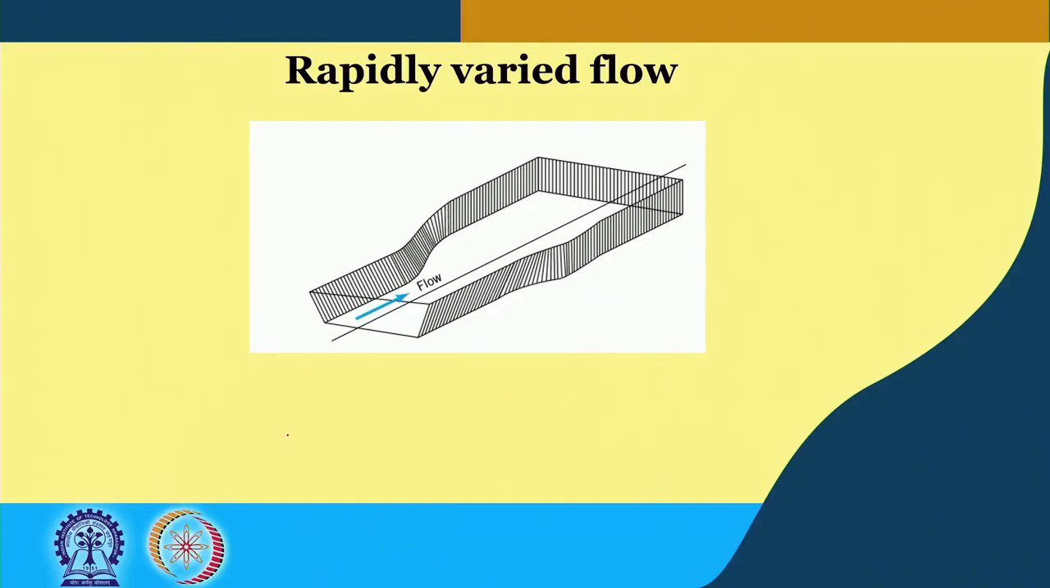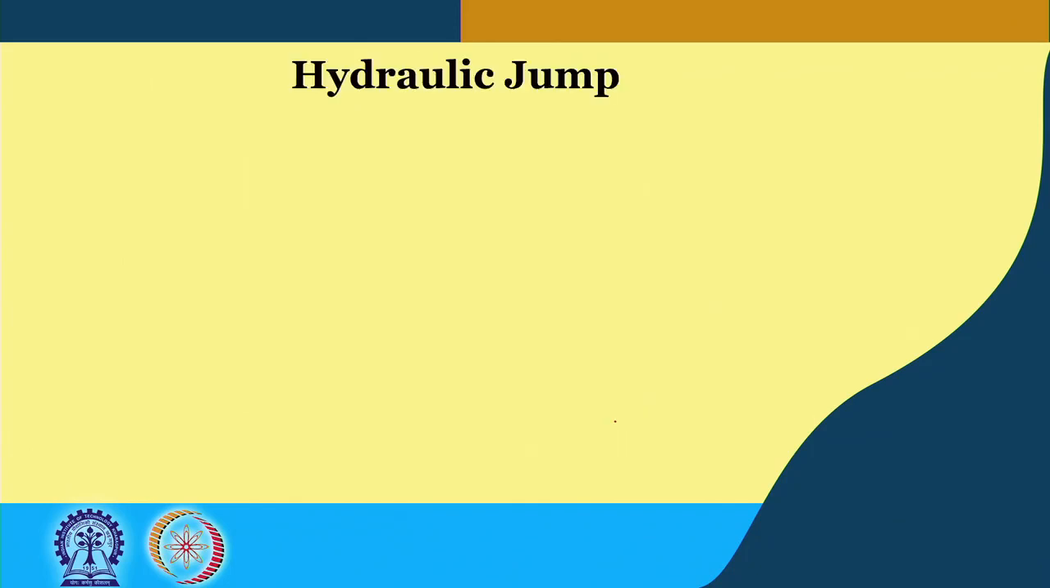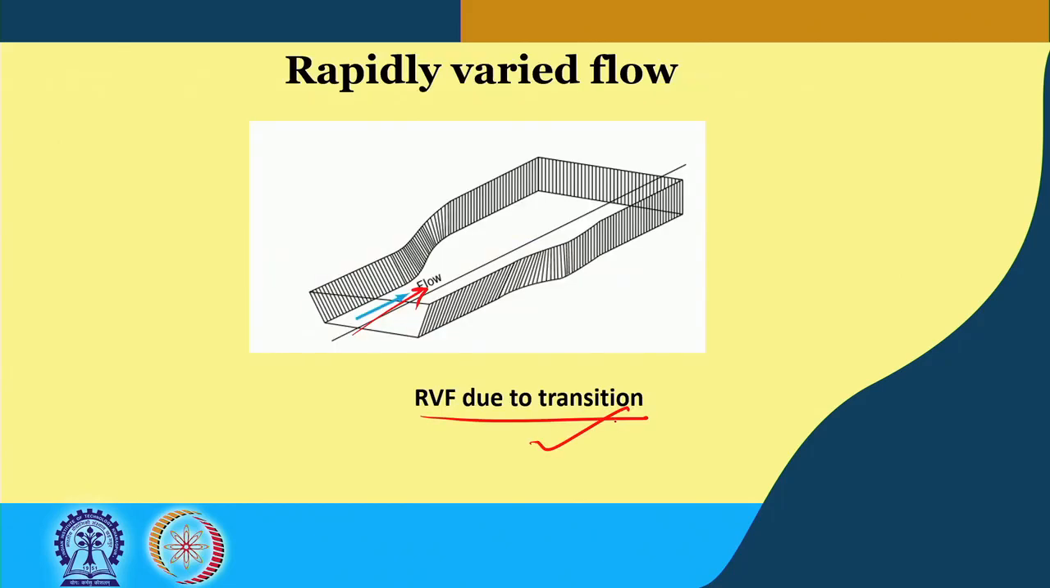If you see a flow like this, coming in this direction, and the area suddenly increases, that is rapidly varied flow that happens due to the transition. So, the first was due to the height, and this one is due to the transition, changing the area, transitioning from a smaller area to a larger area, for example. Now the most famous type of rapidly varied flow is called hydraulic jump.